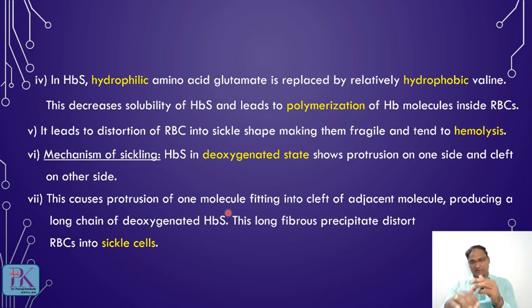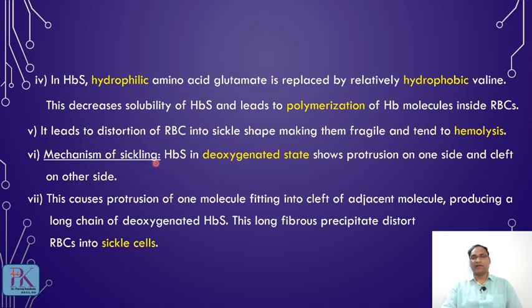Glutamate is replaced by valine at the 6th position of the beta chain of hemoglobin. In short, the mechanism of sickling, and why is there sickling? The hydrophilic amino acid glutamate is replaced by hydrophobic valine. So there is a decrease in the solubility of HbS. That leads to distortion of RBC into sickle shape and a tendency to hemolyze.